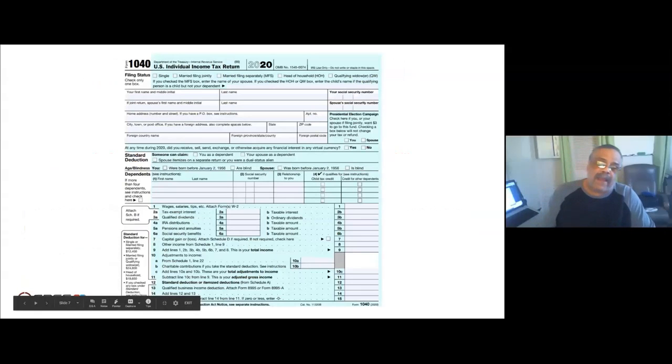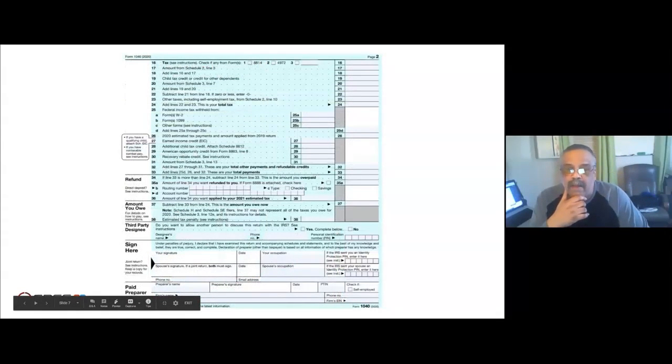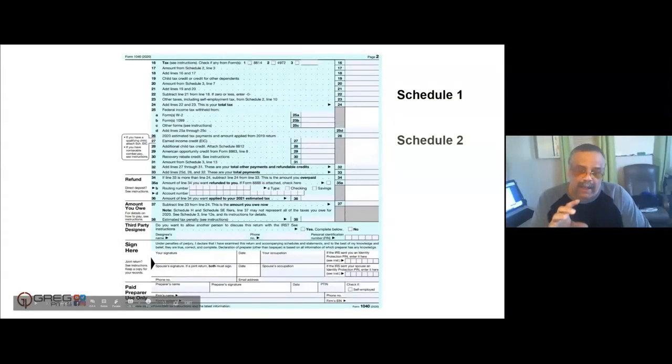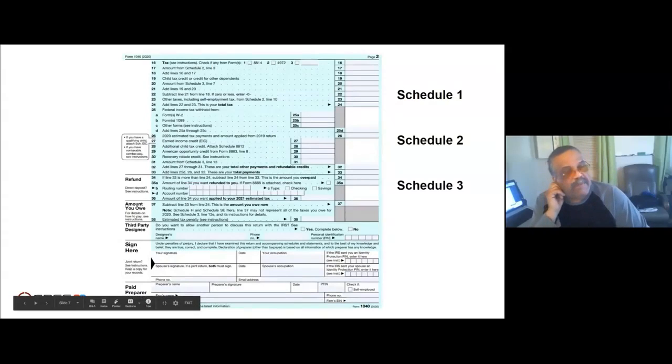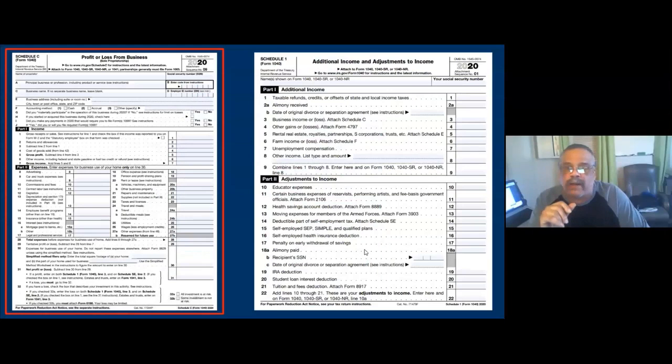As I said, all your income is reported on the 1040. The 1040 is a 2-page document. You've got the front page and this is the back page. This year, there are 3 schedules attached to the 1040: Schedule 1, 2, and 3. But we're going to work with Schedule 1 because it's something you're going to have to know. You've got your Schedule C on the left-hand side, and you've got your Schedule 1 where you show the additional income that you received and adjustments to your income.